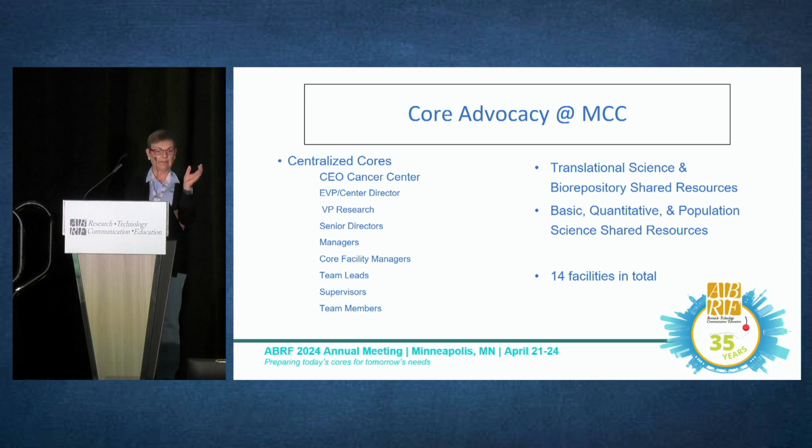Of all of the core facilities, we have 14 in total. Now, we may have a few more like glass wash or those sorts of shared facilities, but what I'm talking about are the centralized cores.